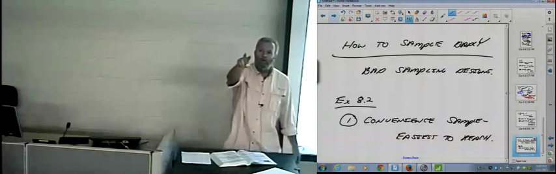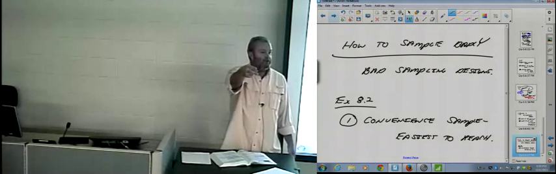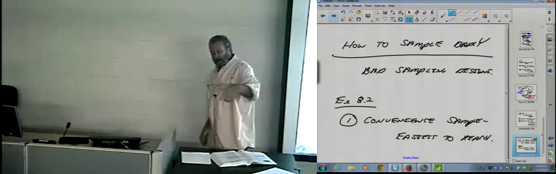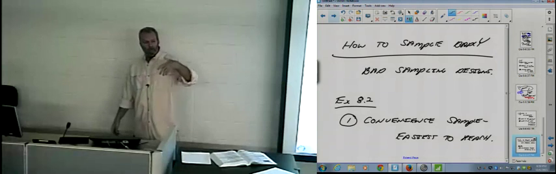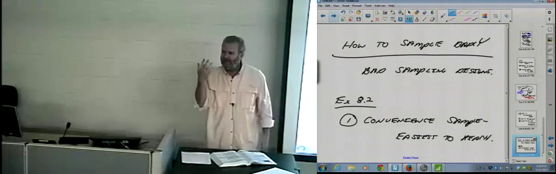Now, I got one more, and we'll pick up there on Thursday. The first bad one's convenience sampling. That's the easiest to reach. I got another bad one, then we got good ones. You'll get to talk a little bit about chance. I'll try to stay away from the word probability.